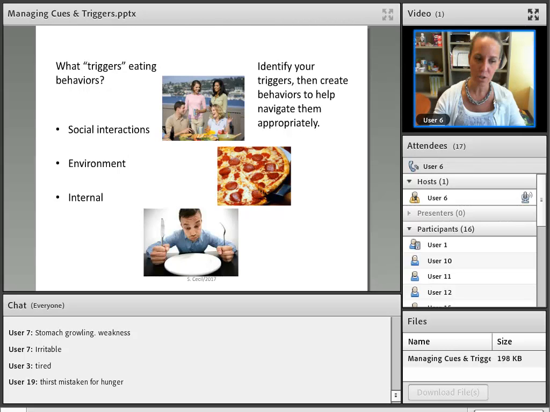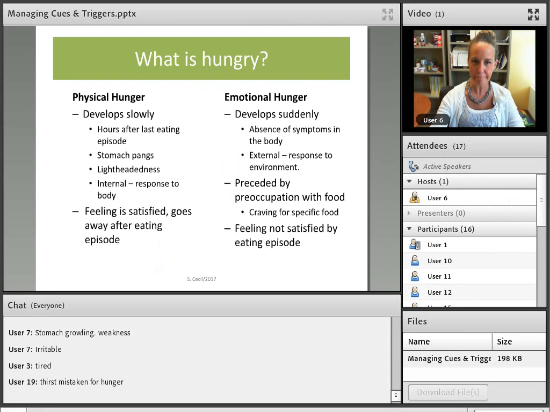I think another one is thirst, mistaken for hunger. So that could be another cue. Maybe we're thirsty, and we may think that we're hungry but we're actually thirsty. It's very difficult to tell the difference between thirst and hunger. So internal cues are often emotional, but they can be physiological too. And this is a nice segue into our next slide.